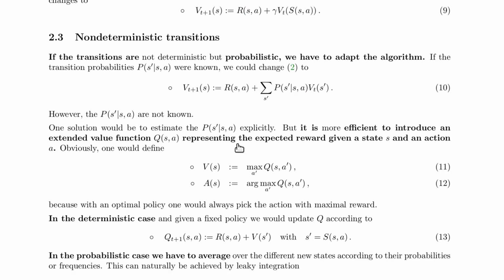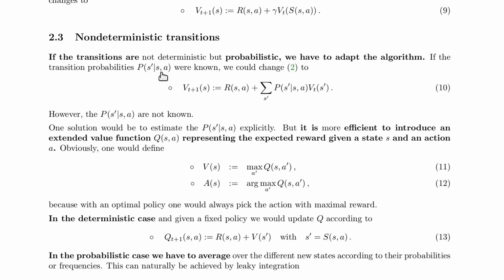I've mentioned already that it's also possible to deal with non-deterministic transitions, but you have to adapt the equations a bit for that. So let's assume we have transition probabilities. If the system is in state S and takes action A, then it will not deterministically go into a new state S dash, but there will be probabilities that are expressed here as P of S dash given S and A.